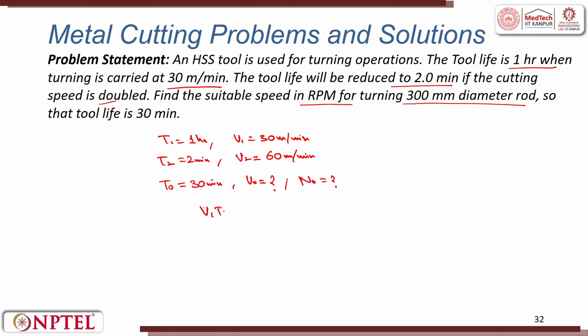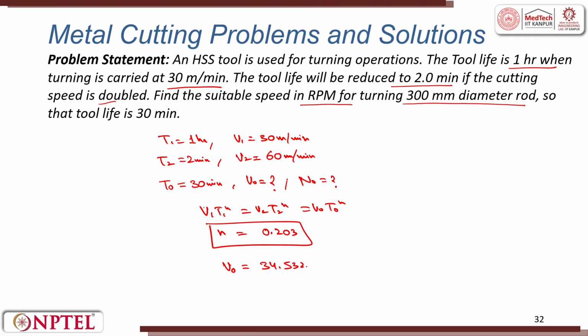To calculate this, we will equate using this equation: V1 T1 power n is equal to V2 T2 power n is equal to V0 T0 power n. From this equation, we will find the value of n, which you will find as 0.203. Putting this value of n anywhere, you can find the value of V0, that will be calculated as 34.532. I am just leaving it for you so that you calculate it and confirm the answers here.